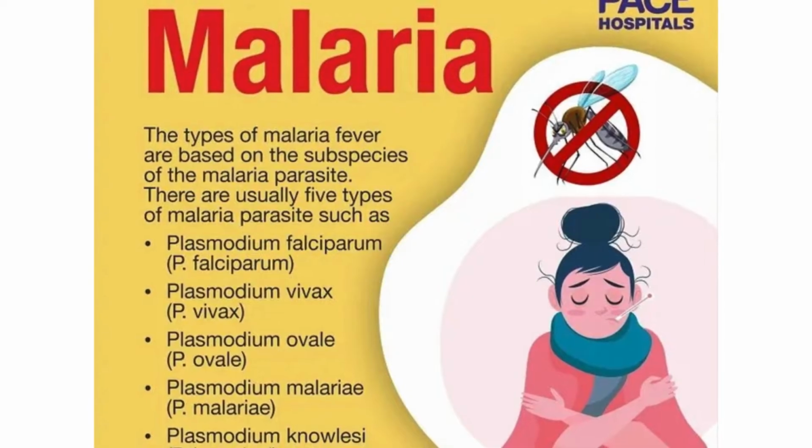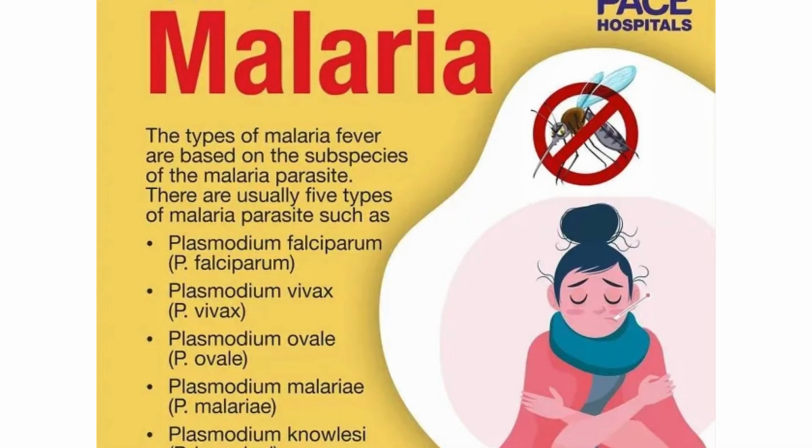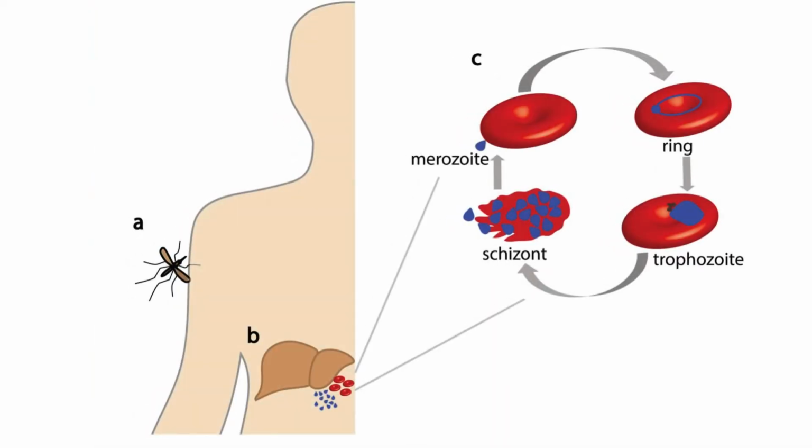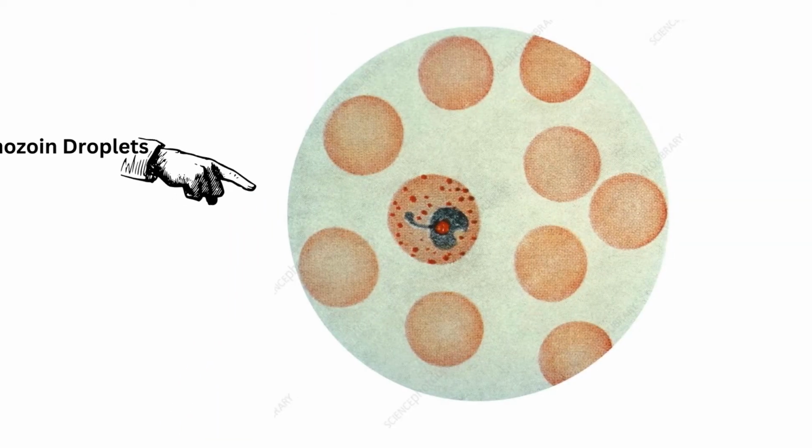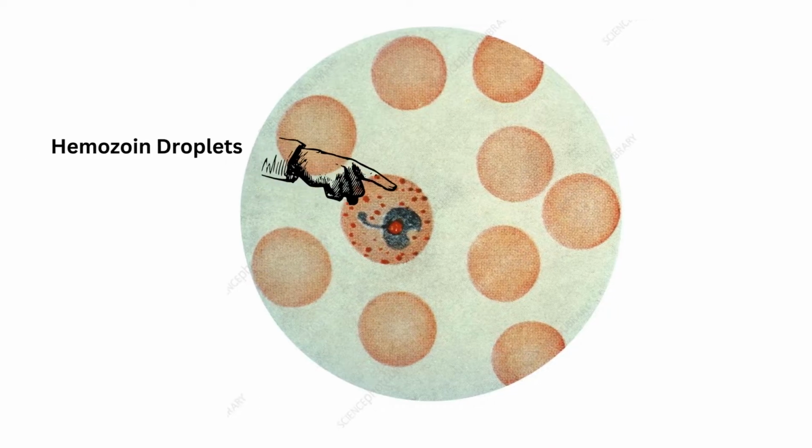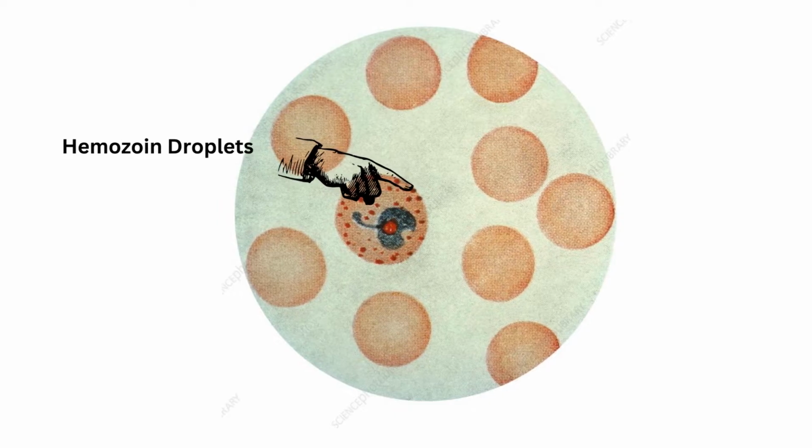This parasite is an obligate intracellular parasite, which means its life is dependent on the red cell of the patient, because the parasite uses the hemoglobin of the erythrocyte as food. That's why there are hemozoin droplets in an infected red cell. It's intracellular because it resides inside the erythrocyte, or the red blood cells.